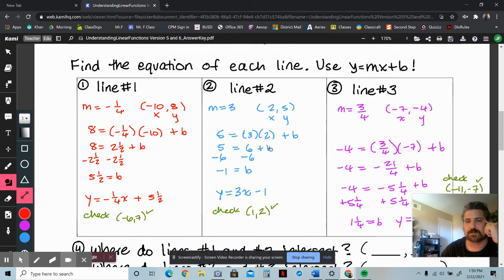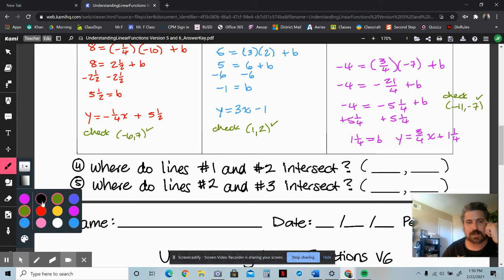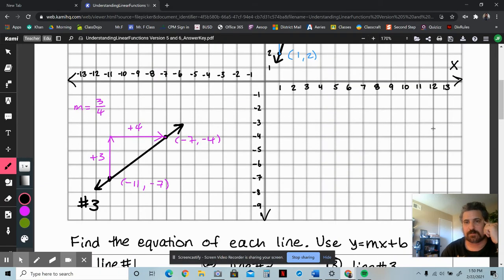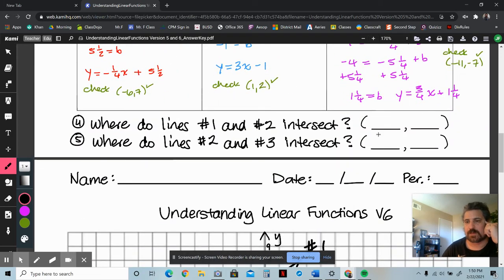So that's easy. So that's the solution to the system. So where do lines 1 and line 2 intersect? Lines 1 and line 2 intersect at the ordered pair, just make sure I get that right, is 2, 5. Okay? So that's the ordered pair 2, 5.